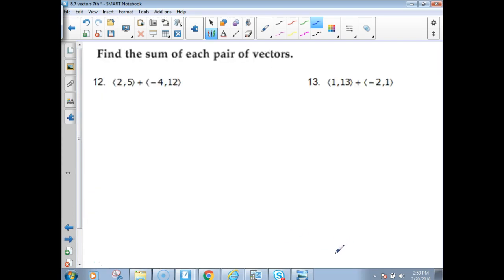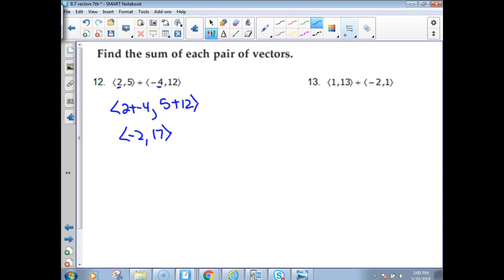12 and 13. Yes, I can see. Add these. It says add the vectors. And you add. All you do is add the parts that match. So we would do the 2 plus negative 4 and 5 plus 12. That gives you negative 2, 17. That's all you do to add vectors.